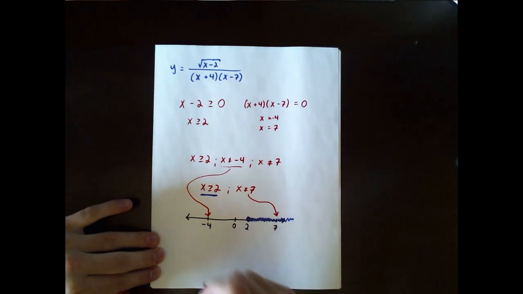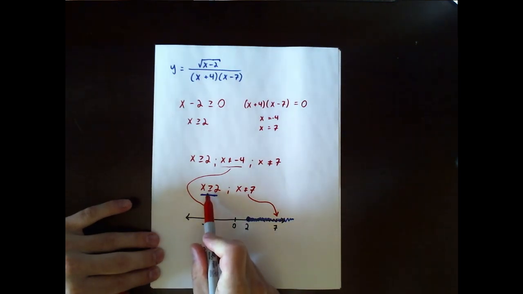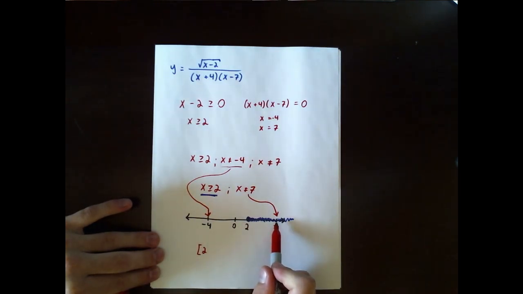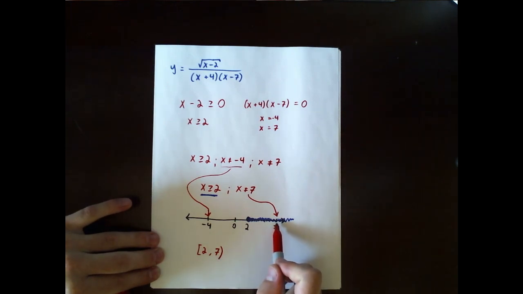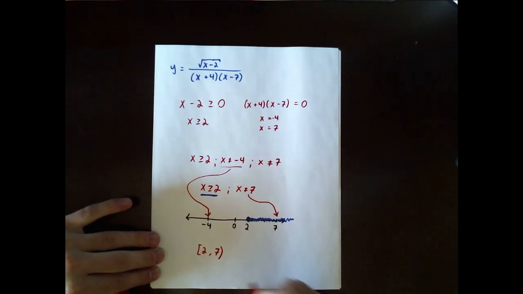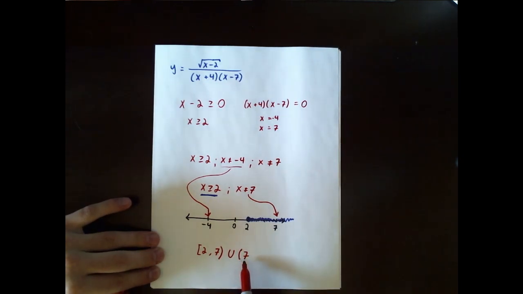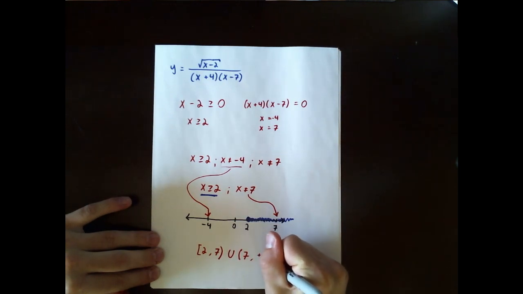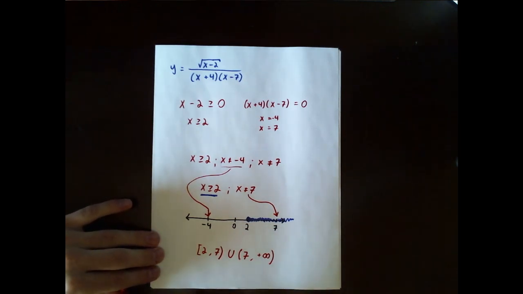So when I'm doing my interval notation, I'm going to want a closed bracket for my 2 since we are including 2, and I'm going to want to go until 7. Until 7, but I'm going to use a parentheses here because this 7 is not included in the domain. And then I want everything after 7 though. So I'm going to union this with everything after 7. So I have 7 with a parentheses and then all the way to positive infinity. And when we write infinity, we always use our parentheses. So this is going to be the interval notation of that domain.